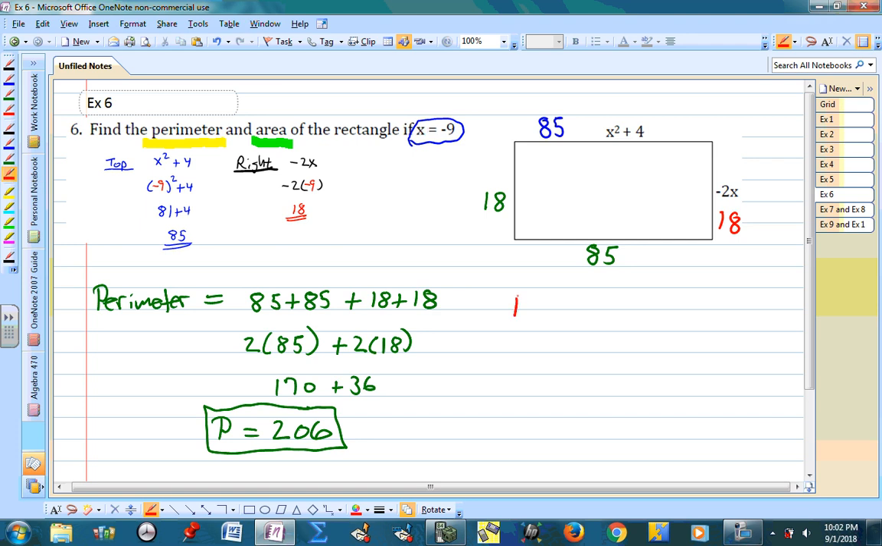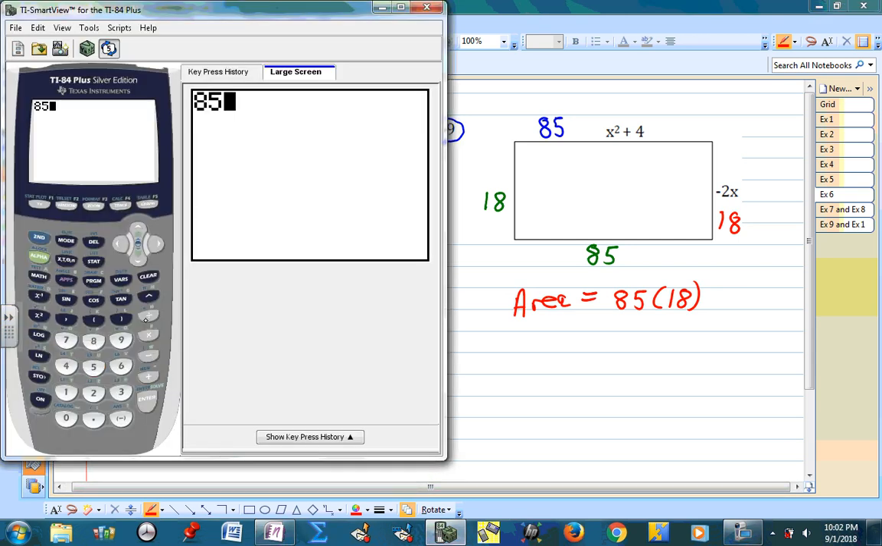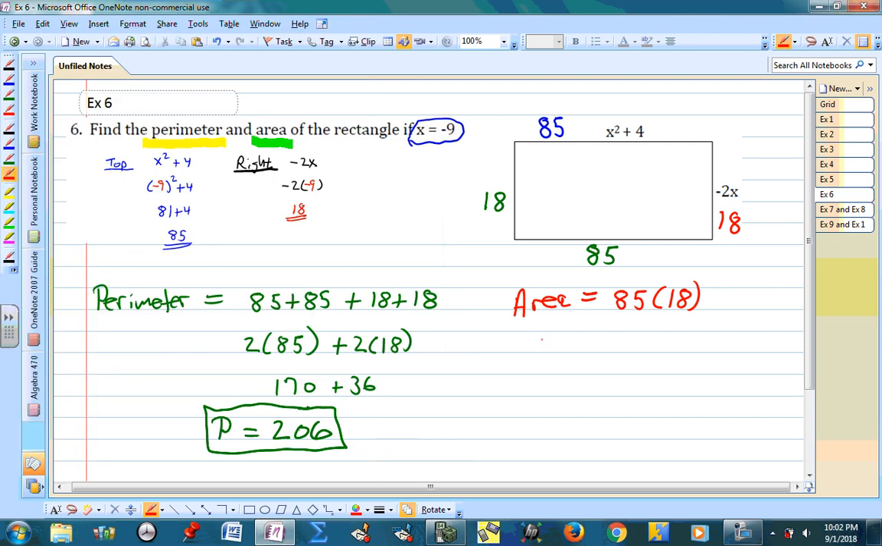Now let's go find the area. Remember, the area of a rectangle is found by multiplying the base times the height. So the base is 85 and the height is 18. And we'll multiply these together. We'll get 1530. Again, they didn't give us units. We don't know if this is inches squared, centimeters squared. So we won't include units that weren't provided in the problem.